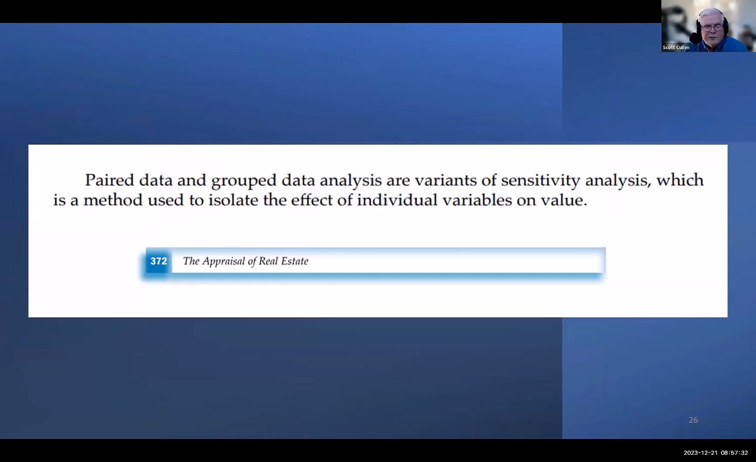If you have ever used paired data analysis and group data analysis, you have used sensitivity analysis. Sensitivity analysis is an umbrella term for paired sales, adjusted pairs, and group data. Why include adjusted pairs? Well, pure pairs are seldom found from the same market and location as the subject, so maybe we should adjust for those factors before we move forward. I have not found a pure pair since last September.